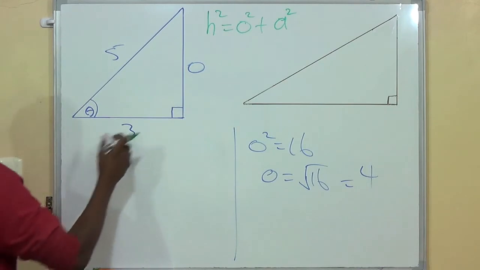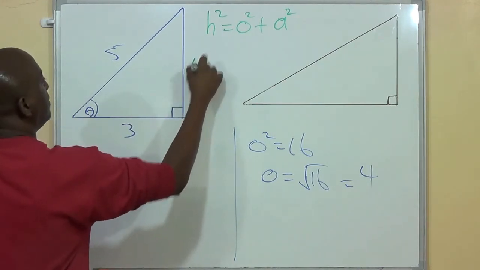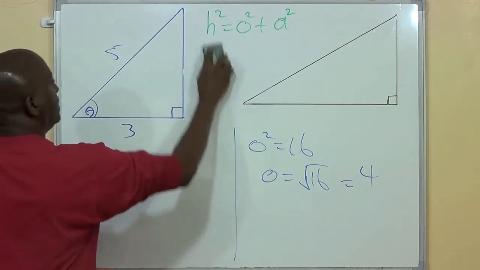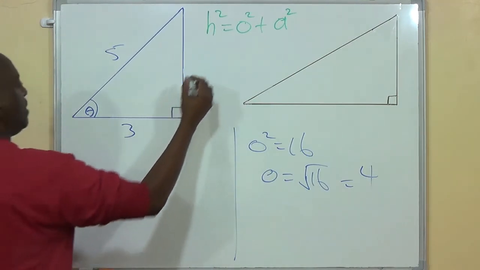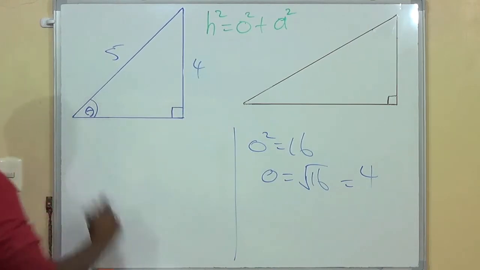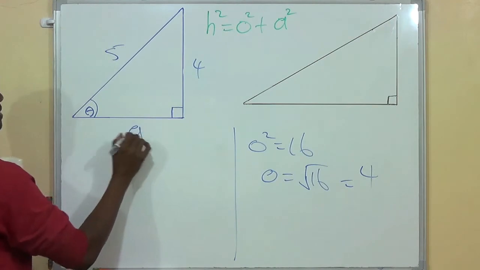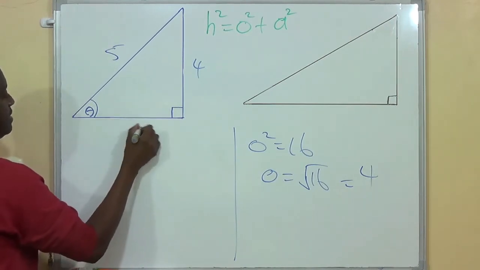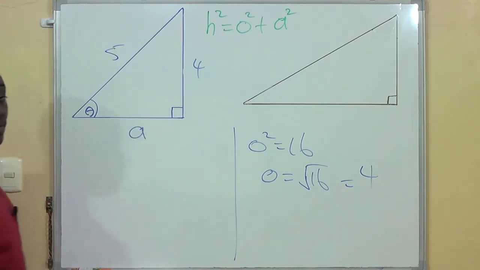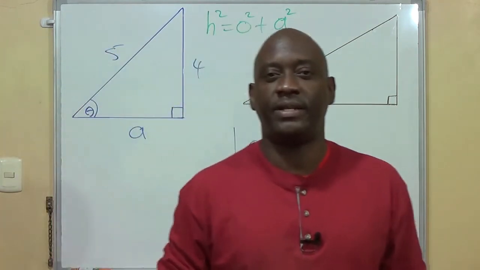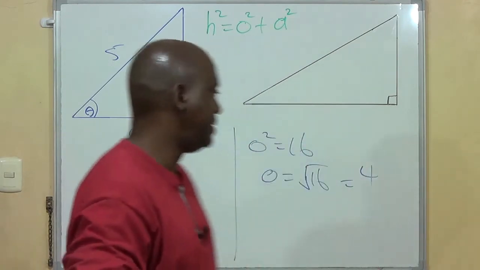If instead of 5 and 3, we had 5 and 4, let us say, for the sake of argument, that we had 5 and 4 there. In this case, the missing side is the adjacent side. This is the side whose length we're trying to find, and we go through the same procedure that we just employed to find the length of the opposite side.